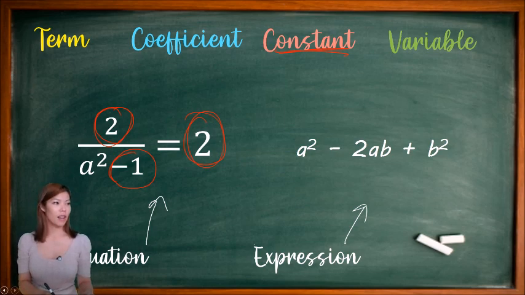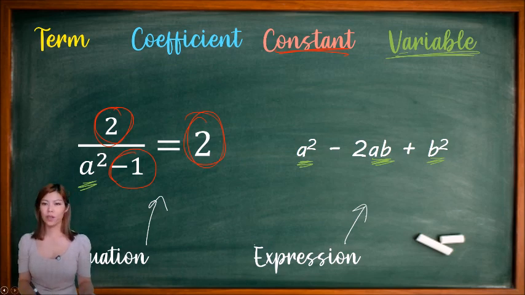Let's underline the variables. I'm going to underline the variables in green. So this is a variable, a squared, ab's are variables, b squareds, variables, a's are variables. So variables are pronumerals or letters, things that change. Let's do coefficient. Coefficient always goes with a variable. So minus 2 is a coefficient of ab, 1 is the invisible coefficient of b squared, and 1 is the invisible coefficient of a squared.